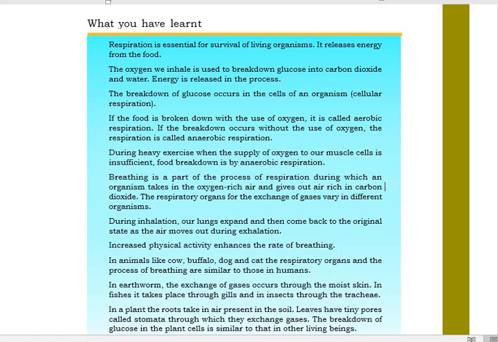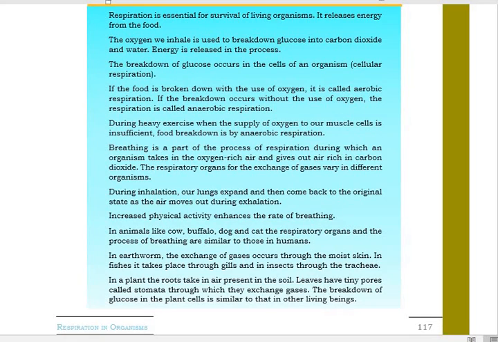In animals like cow, buffalo, dog and cat, the respiratory organs and the process of breathing are similar to those of humans, because buffalo, dog, etc. are also mammals. In earthworm, the exchange of gases occurs through the moist skin, in fishes it takes place through gills, and in insects through the trachea.